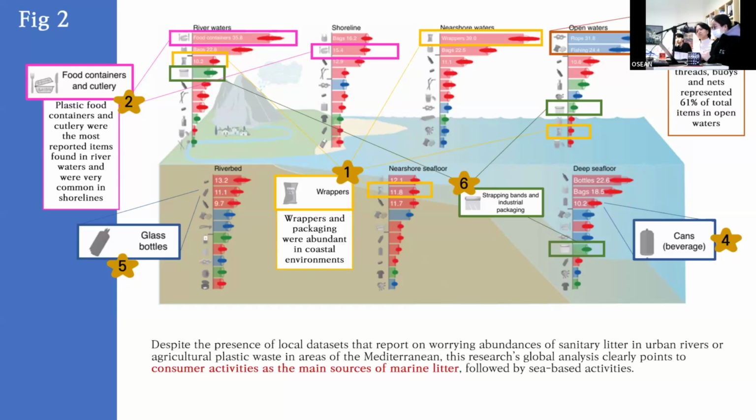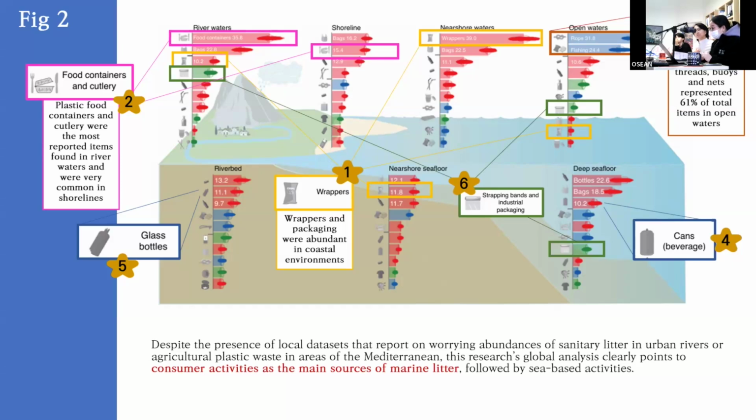Beverage cans were also among the top 10 litter items on seabeds, especially on deep bottoms. Glass bottles were highly common in riverbeds. Finally, industrial packaging was prevalent in river waters as well as offshore areas, both water and seafloor, probably due to distinct land-based sources from industry and agriculture and ocean-based shipping sources.